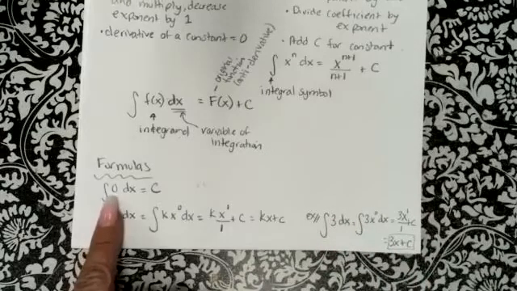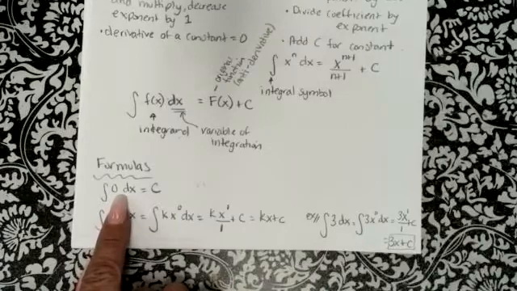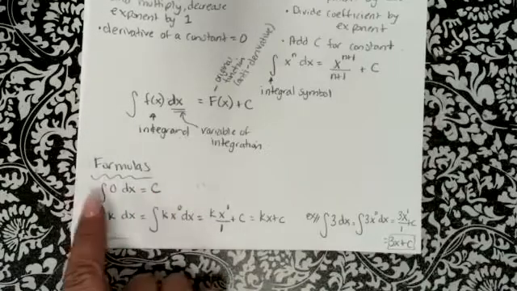Now the reason why the answer for the integral of 0 is just c and you don't have an x is because 0 times anything equals what? 0. And what's the derivative of a constant? The derivative of a constant is 0.